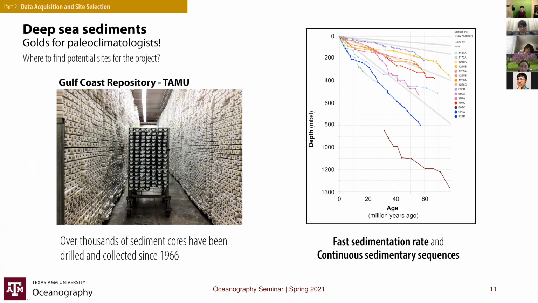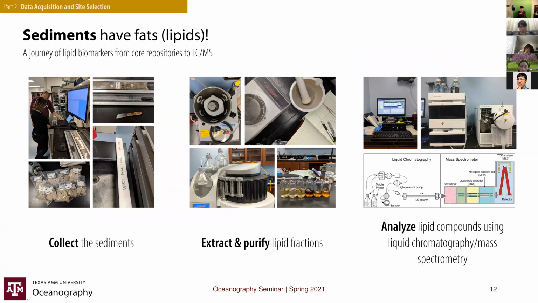sea surface temperature. So what we do is go collect sediments from the core repositories, freeze dry them, homogenize them, extract the total lipid extracts, then purify the lipid fractions we are interested in, and then run them through the LCMS, as you can see here. And you will get the result as you already saw, the LCMS chromatograms.